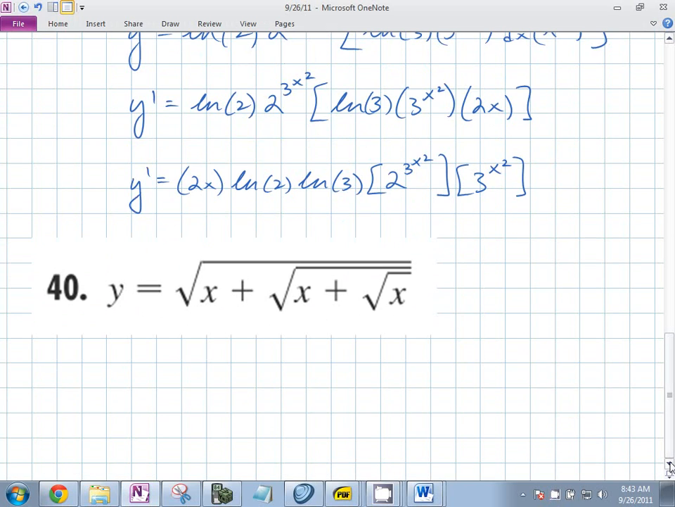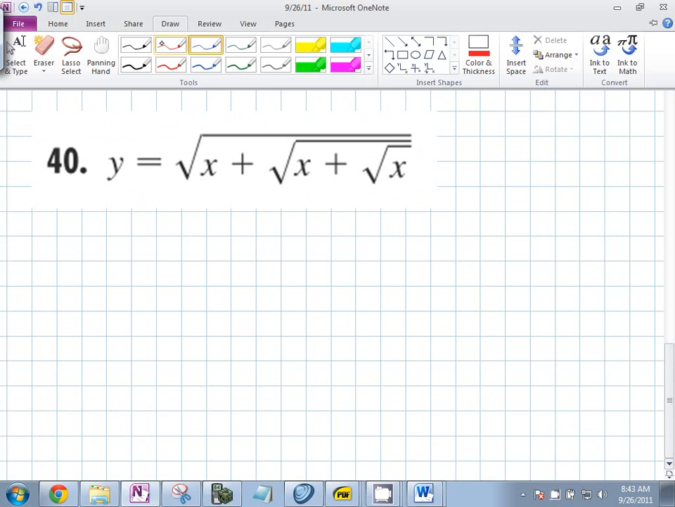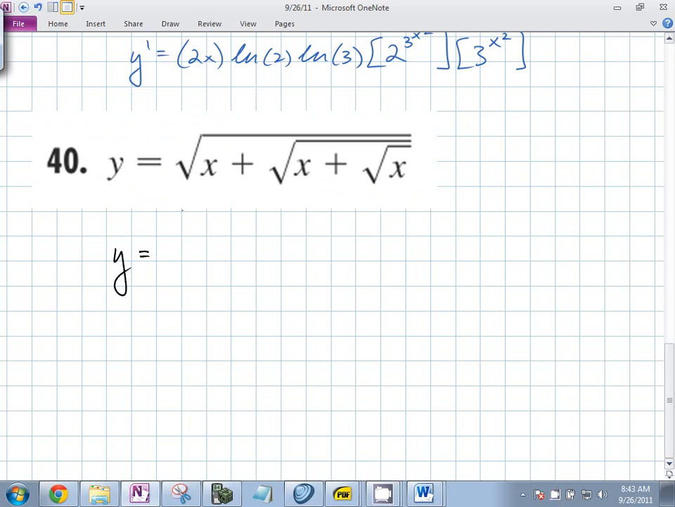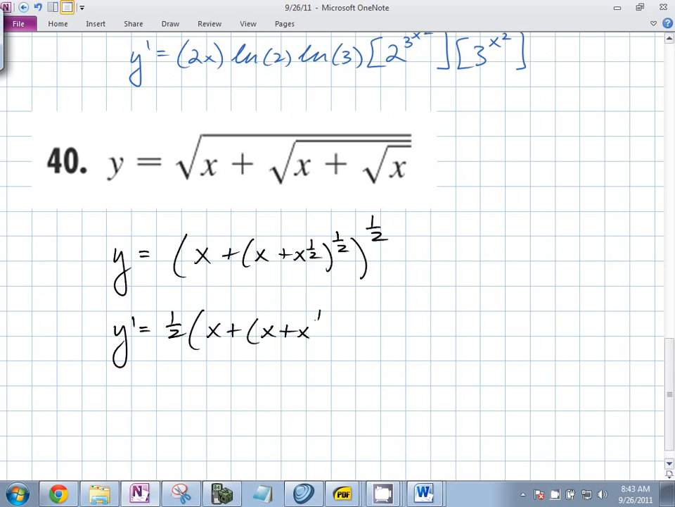Record this. So we use the chain rule. First, what would be nice to do before we do the chain rule? Put it into power form? Yeah, so it's going to be x to the 1/2 like this, right? Plus x to the 1/2 like that, plus x like that. So y prime is going to be 1/2 times x plus x plus x to the 1/2 to the 1/2, all to the what? Negative 1/2, times the derivative of the inside, which is x plus x to the 1/2.